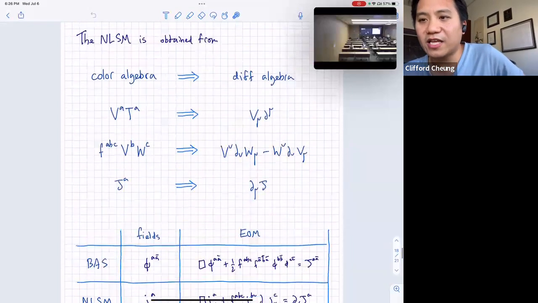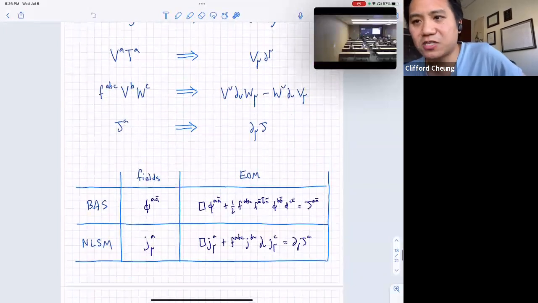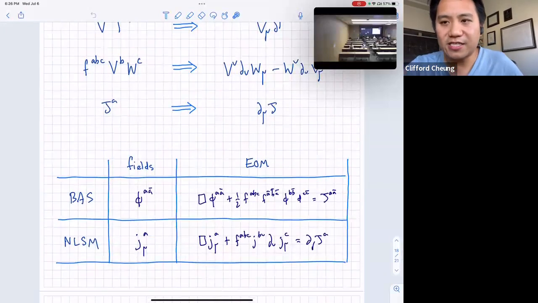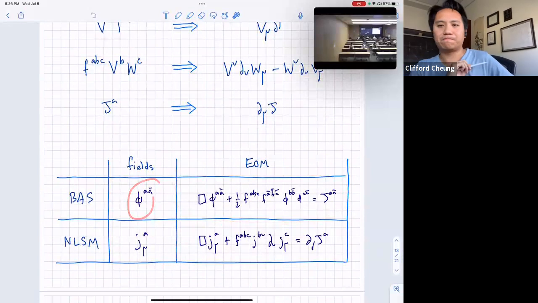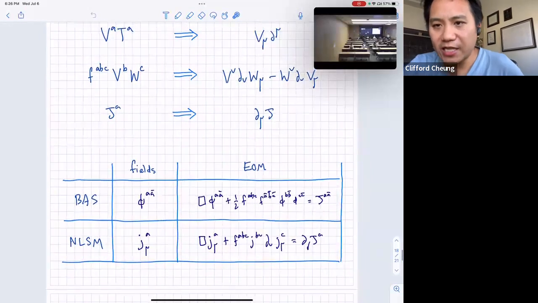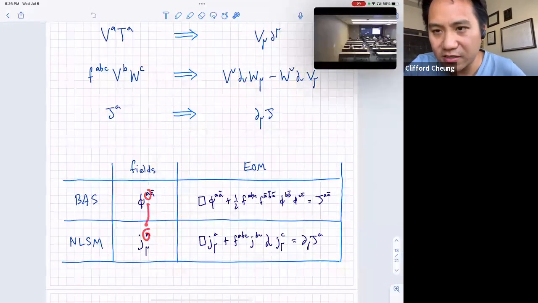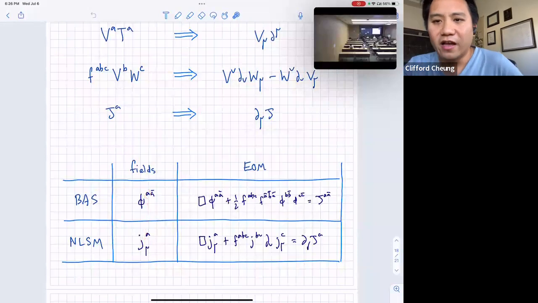Now let's just do that in examples. Let's take biadjoint scalar theory, whose equations of motion are this. I wrote this a number of times before, and the field is phi A A-bar. Now let me take the barred color and replace it with diffeomorphisms. The regular color index stays unchanged. Let me take phi and rename it J, but send A-bar to mu.